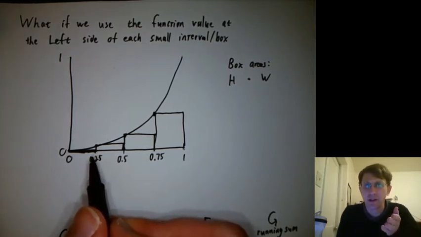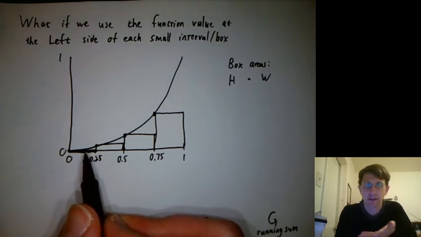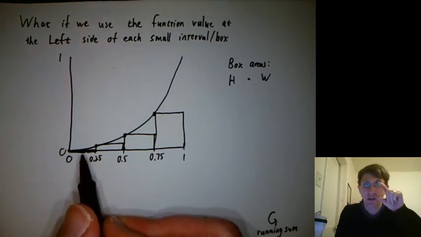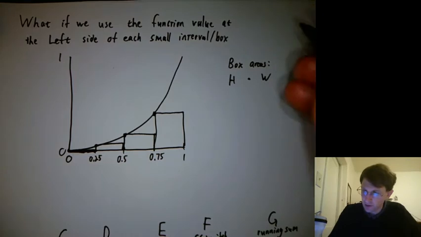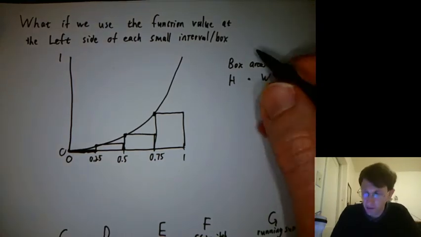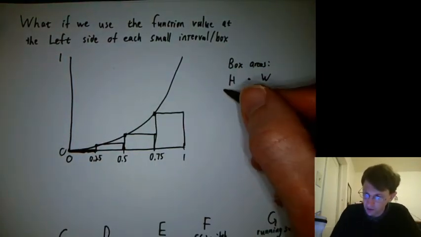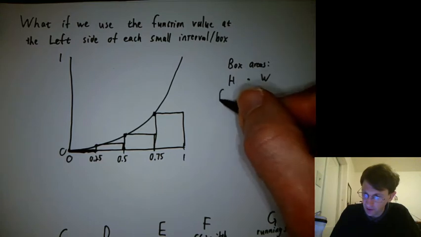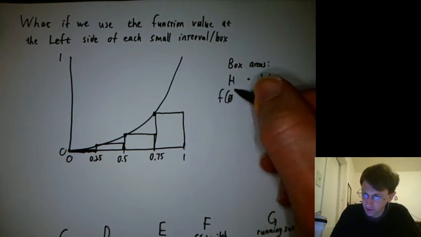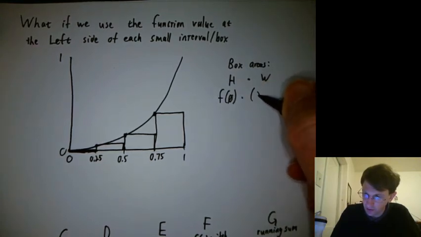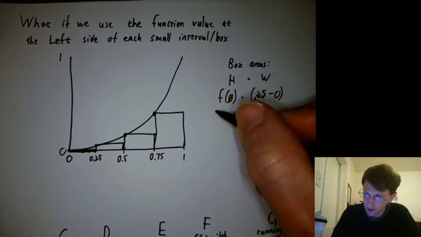So that's why I didn't do that at first, because it's kind of confusing. Is there a box there or not? There is. It's just a 0 height box. So let's say what are our box areas? That box has a height of f at 0 and a width of 0.25 minus 0.